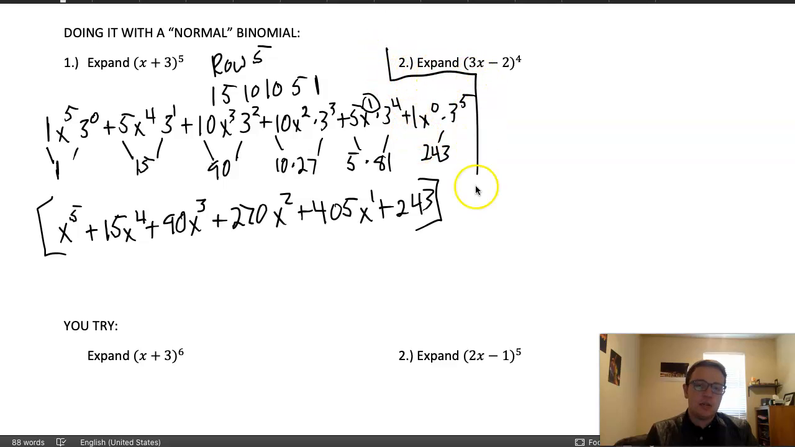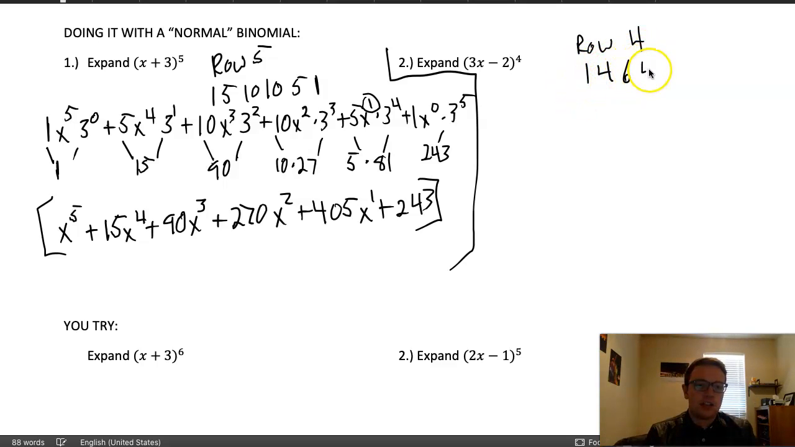Let's go ahead and do one more of these. We're going to do 3x minus 2 to the 4th power. So what are the values for Pascal's triangle for row 4? Well, that should be 1, 4, 6, 4, and 1. Now 3x is going to be A, so we're going to start with all of the powers and decrease. Negative 2, because we have the negative here this time, is going to be B.